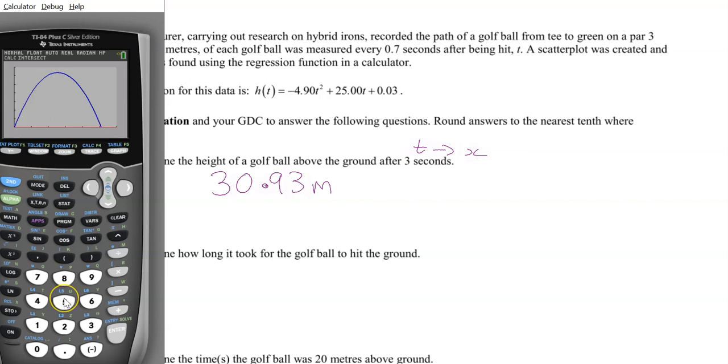So second calc intersect, and then I'm just going to move down. So you actually have to hold your button down, and move down to about the point of intersection there and hit enter 3 times. And we get a time of 5.10, so 5.10 seconds is when the ball hits the ground.